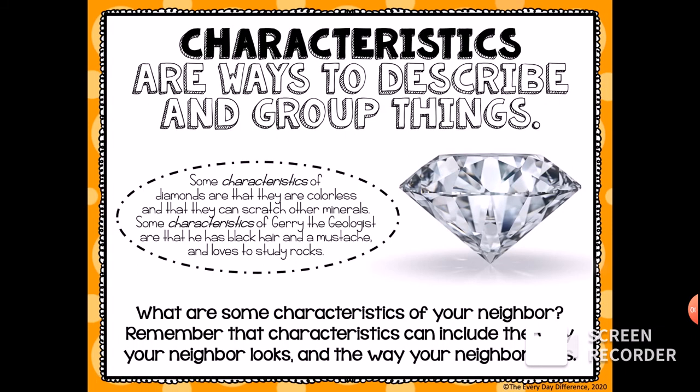So some characteristics of diamonds, see this beautiful gemstone over here? Some characteristics are that they're colorless, which means they don't really have any color, and that they are scratched with other materials. Some characteristics of Jerry the geologist is that he has black hair and a mustache and likes to study rocks. Those are things that describe Jerry the geologist. Some things that describe this diamond is that it is colorless, it is shiny, it is all different shapes and sizes.